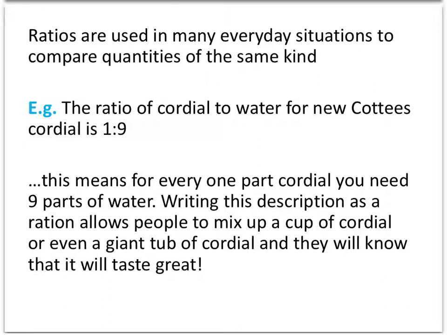For example, if we look at making cordial, the ratio of cordial to water for new Cottee's cordial is 1 to 9. This means for every 1 part cordial, you need 9 parts of water. Writing this description as a ratio allows people to mix up a cup of cordial or even a giant tub of cordial, and they will know that it will taste great every time.